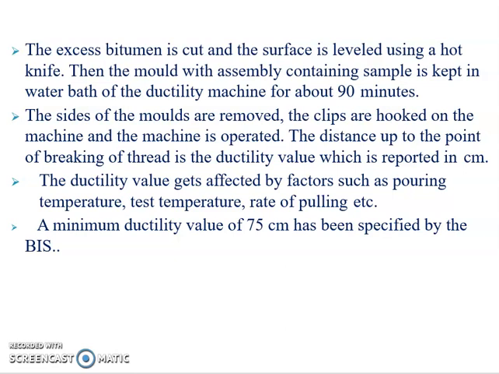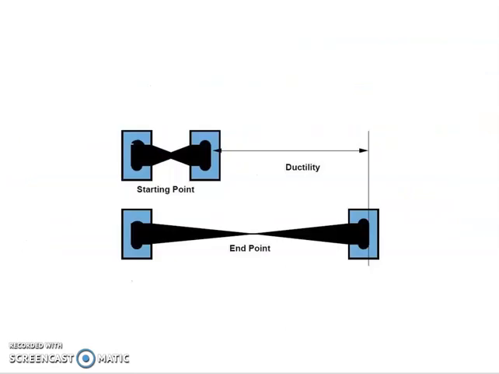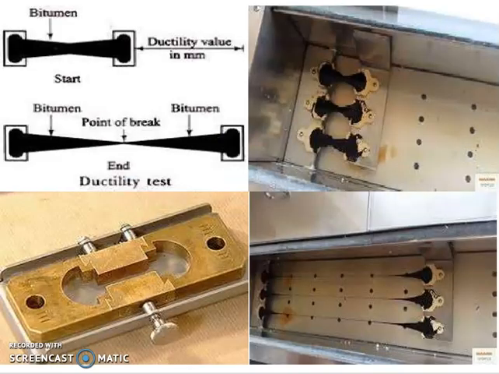The distance up to the point of breaking of thread is the ductility value, which is reported in centimeters. The ductility value gets affected by factors such as pouring temperature, test temperature, rate of cooling, etc. The minimum ductility value of 75 centimeters has been specified by the BIS. This is the ductility at the starting and end point of the bitumen. This is the apparatus to find the ductility of bitumen.